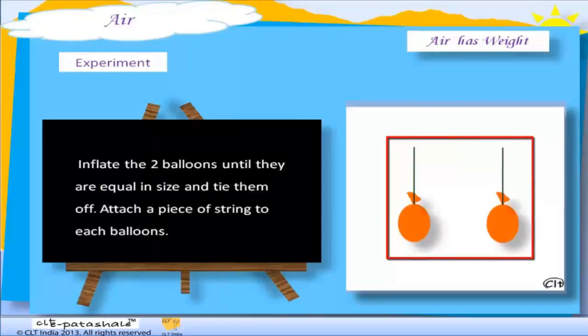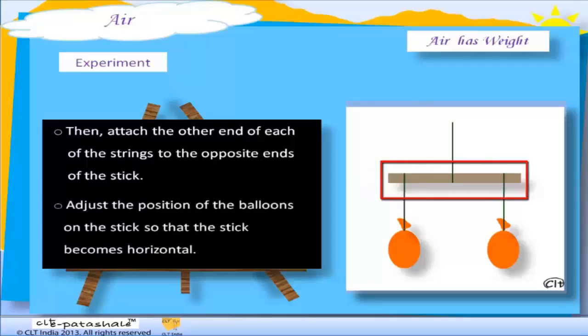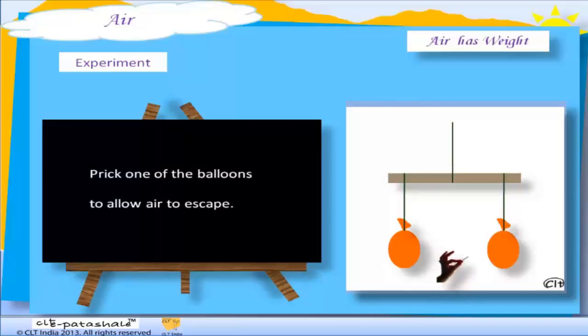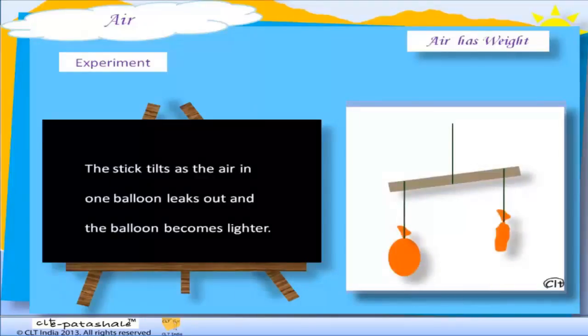Inflate the two balloons until they are equal in size. Tie them together. Attach a piece of string to each balloon. Then attach the other end of each of the strings to the opposite ends of the stick. Adjust the position of the balloons on the stick so that the stick becomes horizontal. Prick one of the balloons to allow air to escape. The stick tilts as the air in one balloon leaks out and the balloon becomes lighter.